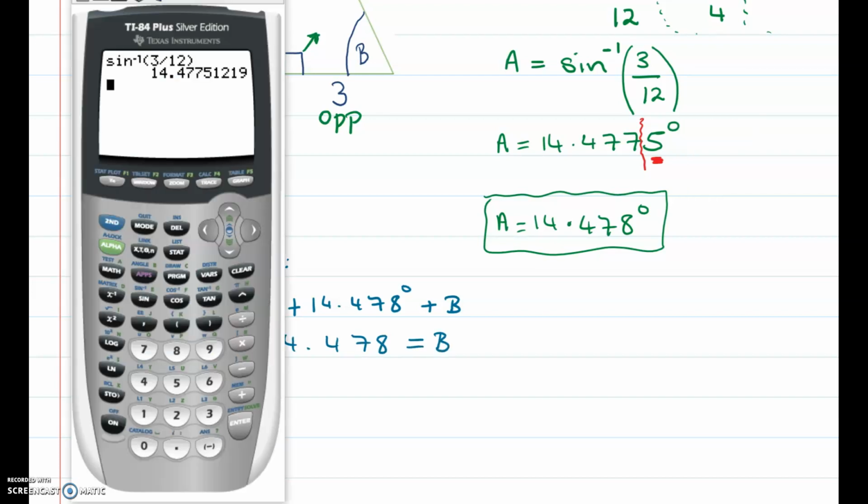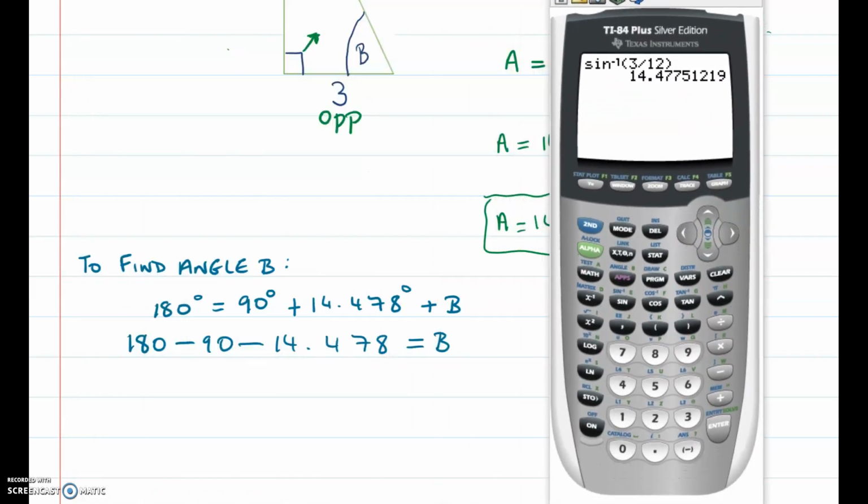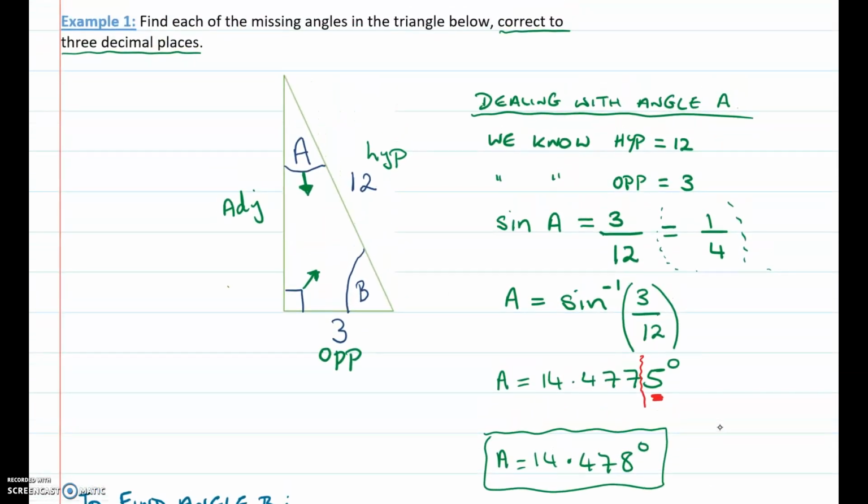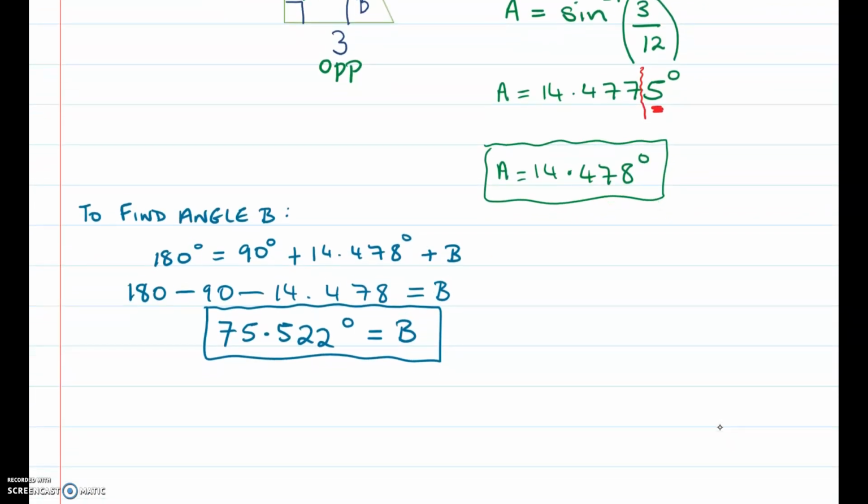And if you do that, you can do it like this: 180 minus 90 minus 14.478, and there's 75.522. 75.522 degrees is equal to B. Okay, and there we have both of the missing angles. Now, I didn't look up the adjacent in this question because you weren't actually asked to do it. You were only asked to find the missing angles. Okay, so you don't have to do that last part.